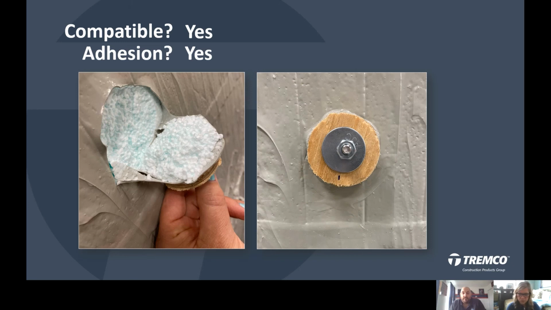How about this example? This is Axor 230 applied on Nudura ICF. Well, since I was there when we did this, we know that it's compatible and we know that it adhered. Yes. So this is our winner of the day.